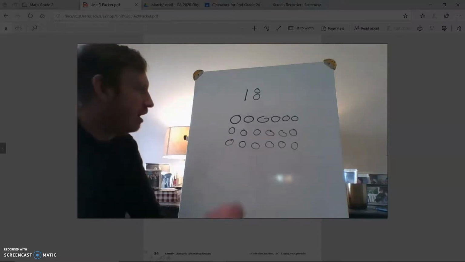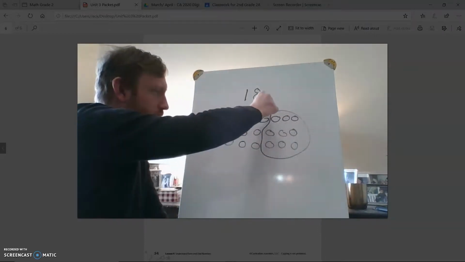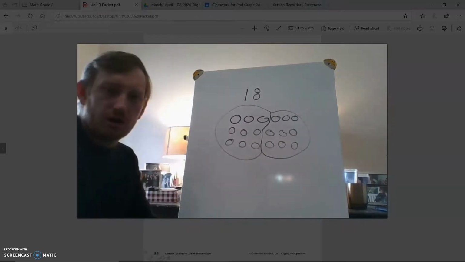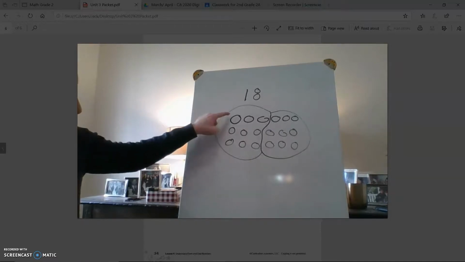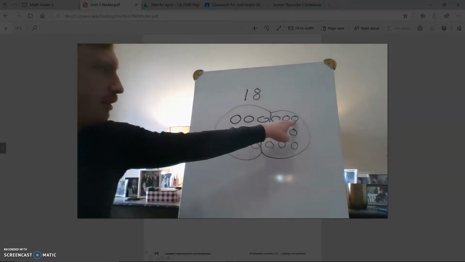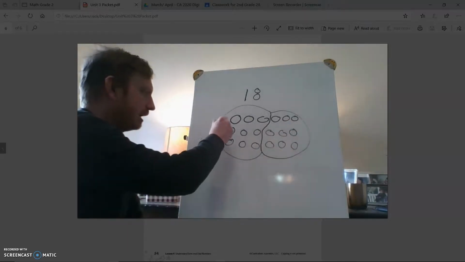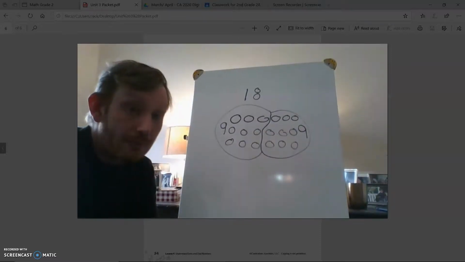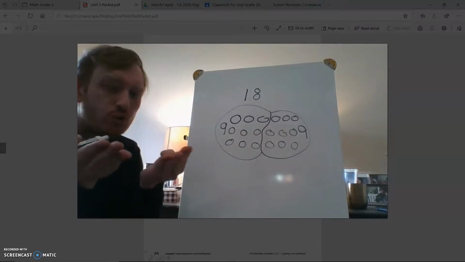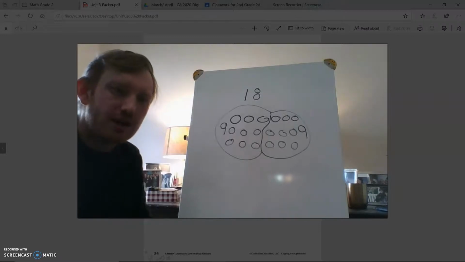Well, if I draw a line right down the middle, you'll see that I have 3 rows of 3 on one side and 3 rows of 3 on the other side. So there's 9 in here and there's 9 in here. That means that I can split 18 up into 2 equal groups. And when I do that, that means that it's an even number.